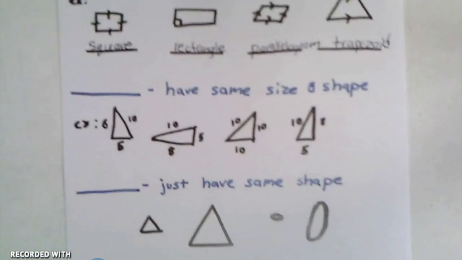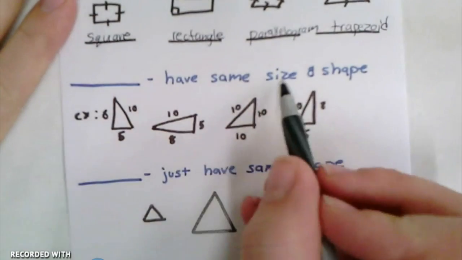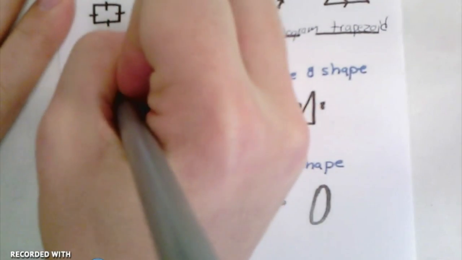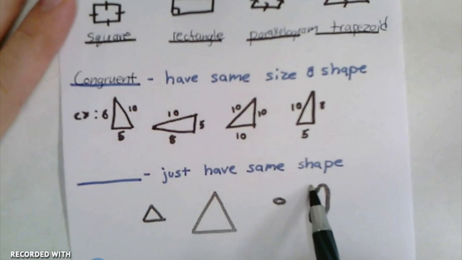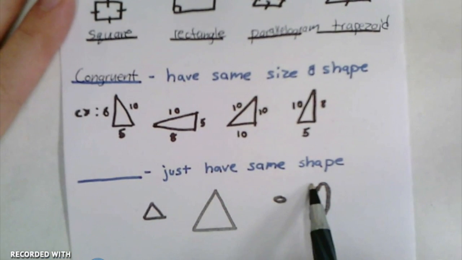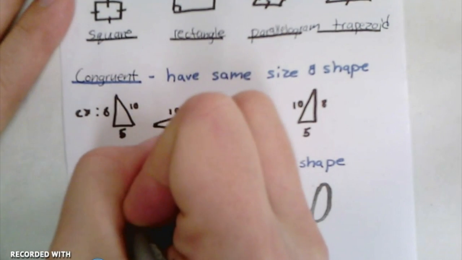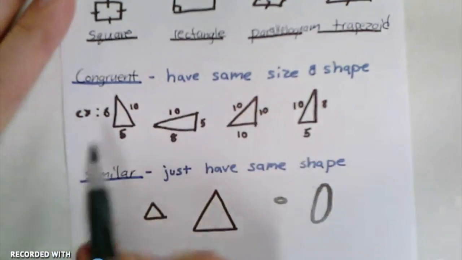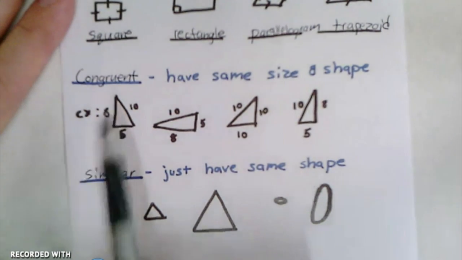All right, 2 more important vocab words for you. If figures have the same size and the same shape, they're called congruent. If they just have the same shape, but they do not have the same size, then they are called similar. And all congruent figures are also similar, but not all similar figures are congruent.